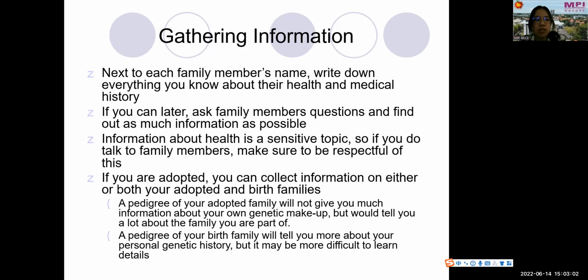Okay, and next you need to name each of the family members. Write down everything that you know about their health and medical history, because this one concentrates on the health part. So we will discuss the health and medical history of those families. You can later ask the family members questions and find out as much information as possible. So through this, we will be finding out the historical health problems of our family.